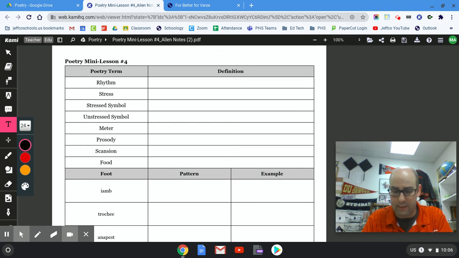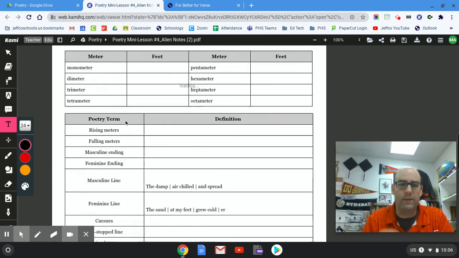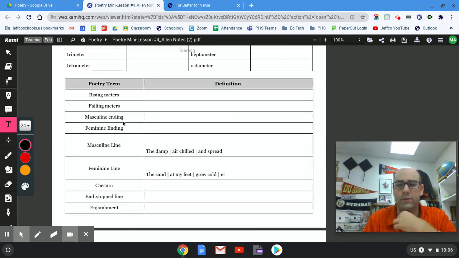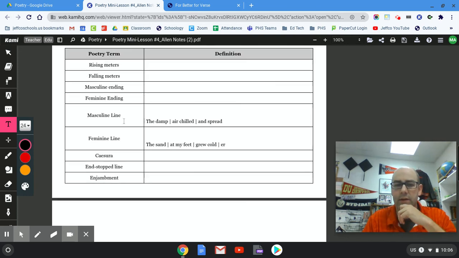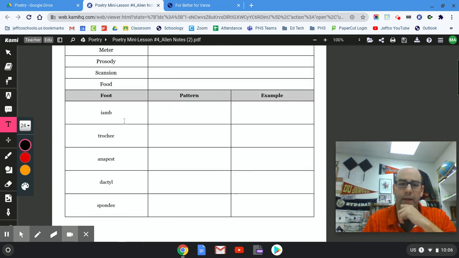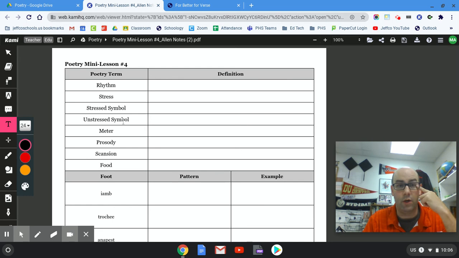So we're going to take some notes today. And I will try to make this as painless as possible. Understand that this is confusing stuff, and we're gonna try our very best. My note sheet looks just a little bit different, so you'll just have to put things where you need to put them. But I'm gonna go through these terms. So we're talking about rhythm in poetry.